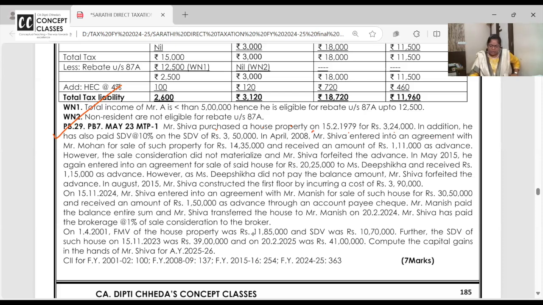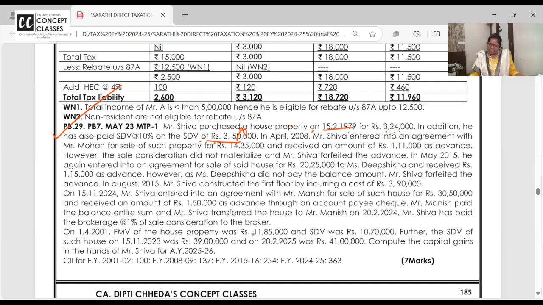In addition, he has also paid stamp duty value. Okay, 350. So he purchased the house for 324. In addition, he also paid the stamp duty value on the purchase of the house. Purchase also, when is it? And the stamp duty value of that time is irrelevant.